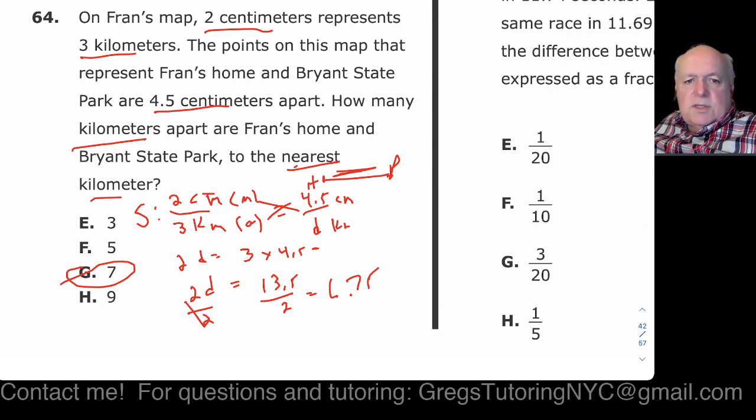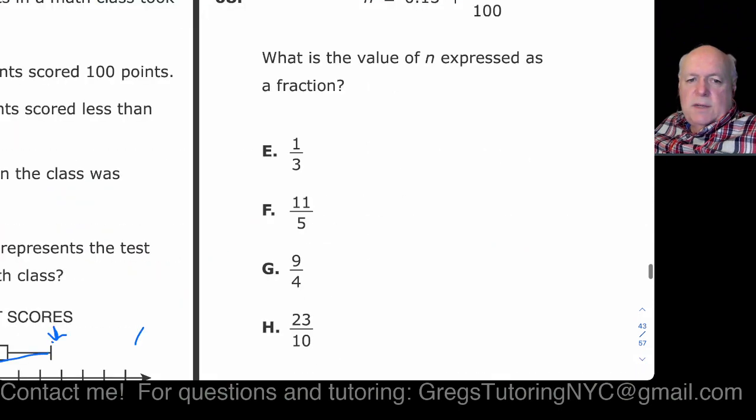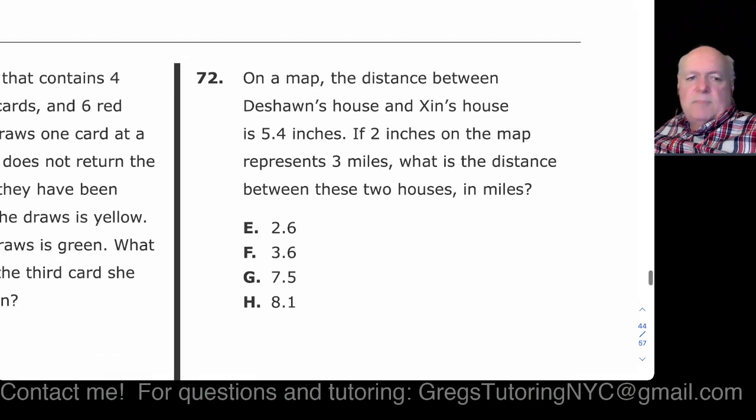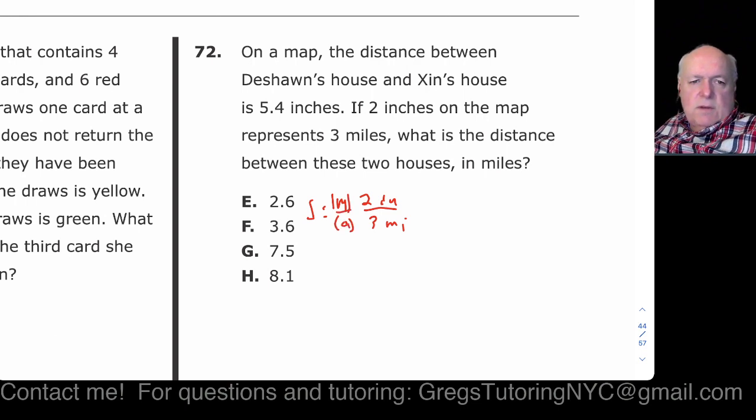The next one is going to be similar from what I can remember of it, and this will be the last question we're going to do on this section. So we have really the same setup. On a map, the distance between a house and somebody else's house is 5.4 inches. If the scale is 2 inches represents 3 miles, this is our unit conversion. We're going to go from the map again to the actual. That's our ratio. So 2 inches is 3 miles. What is the distance between the two houses?